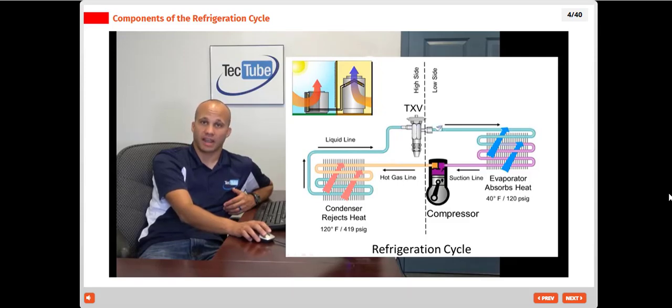And then that goes back into the evaporator coil with a lower pressure, where it can now begin absorbing heat again. That's kind of our basic refrigeration cycle here.